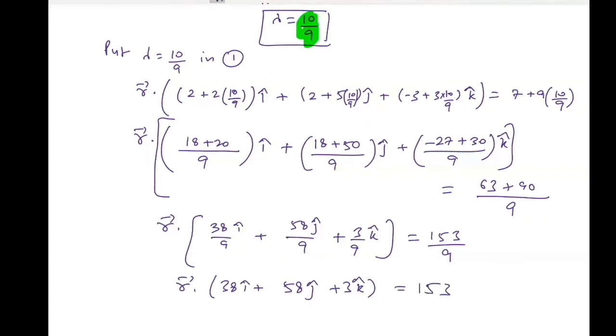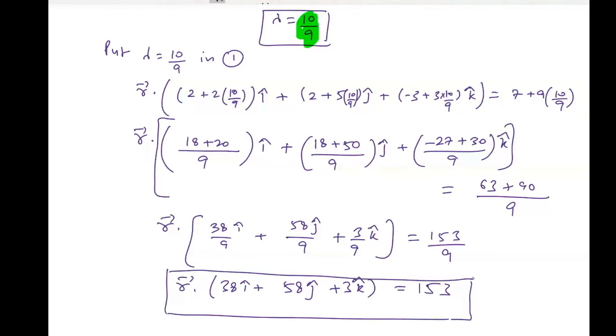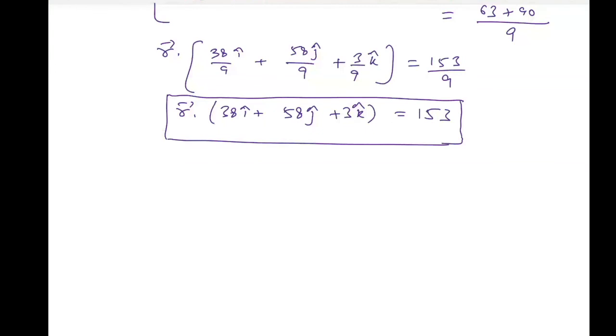In this topic we have the Cartesian equation of the plane also, but that is not needed. You can learn any one of the formulas and do the question from there. If the question asks for the Cartesian equation, that is not a problem. If you have the vector equation, you can write the Cartesian equation also. That's very simple. You will directly write 38x plus 58y plus, it is a simple thing. Okay, that's all for today.